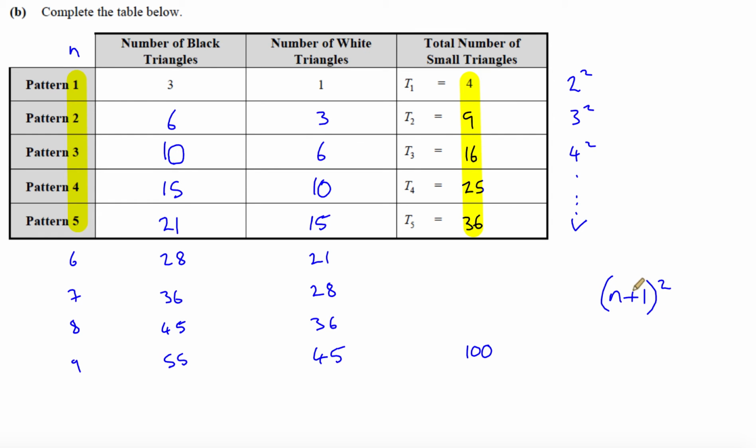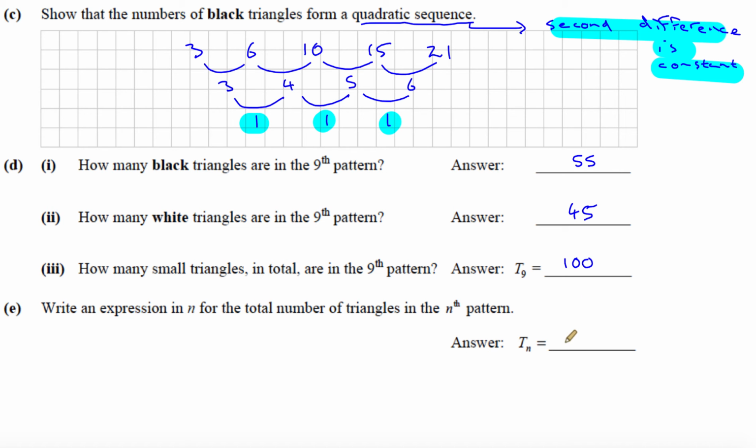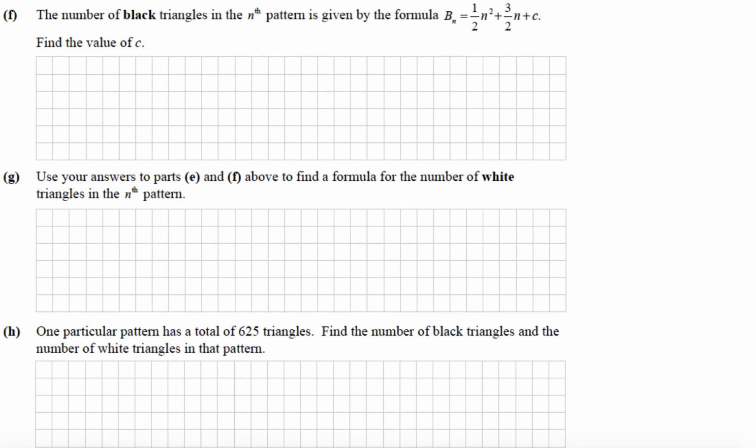So that's the nth term for the total number of small triangles. n plus 1, and then we're squaring that answer. That's Tn for the total number of triangles. Part F says the number of black triangles in the nth pattern is given by the formula Bn is equal to a half n squared plus 3 halves n plus c. Find the value of c.